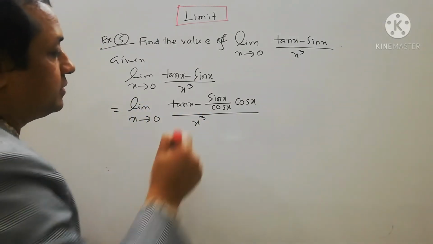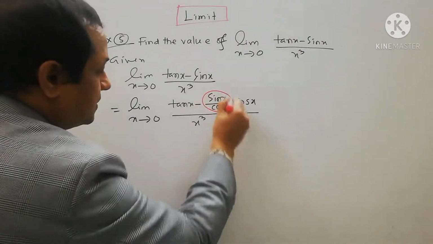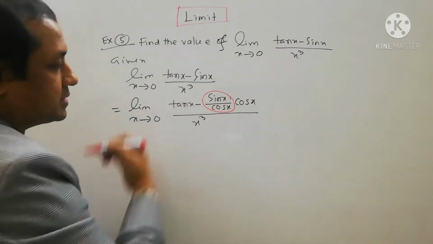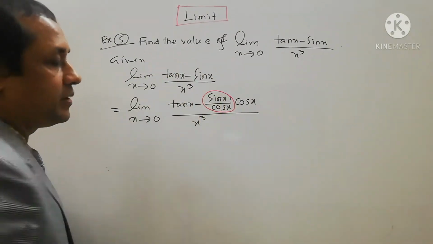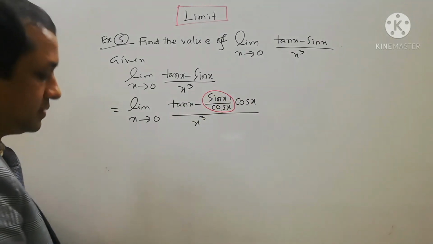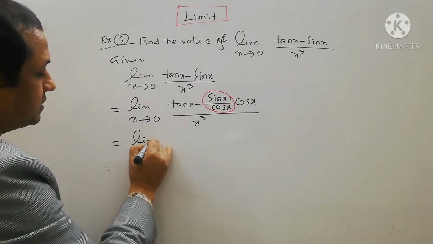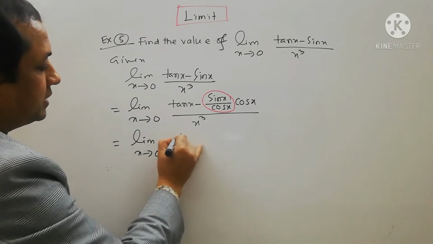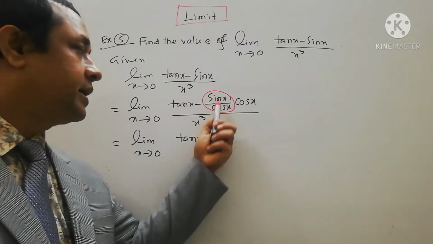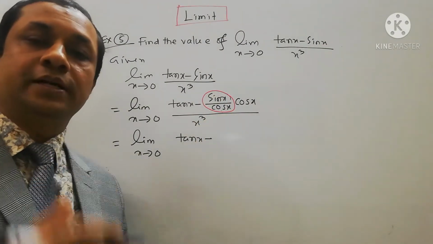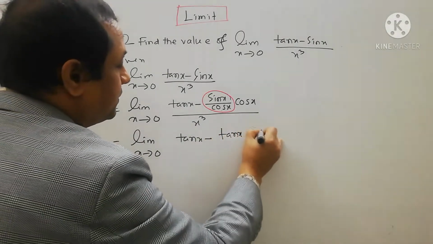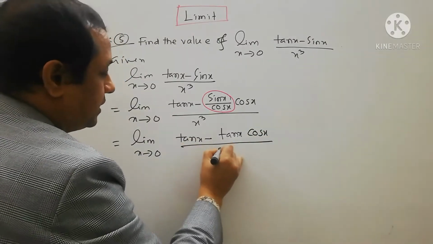So student, here cos x is divided by cos x and multiplied by cos x. So the cos x cancels, so sin x stays the same. So we can write sin x by cos x into cos x. Then limit x tends to 0 of tan x minus, we know that sin x by cos x equals tan x, into cos x, by x cube.